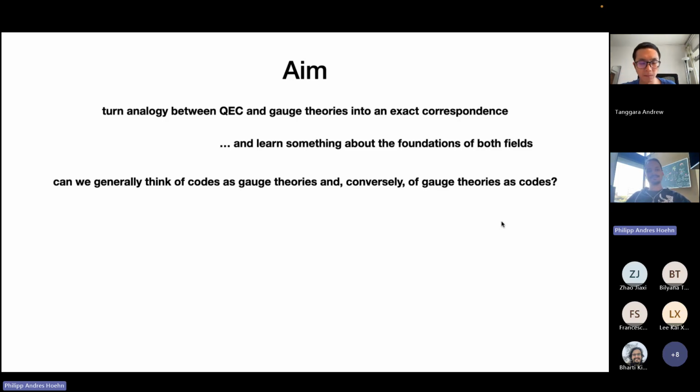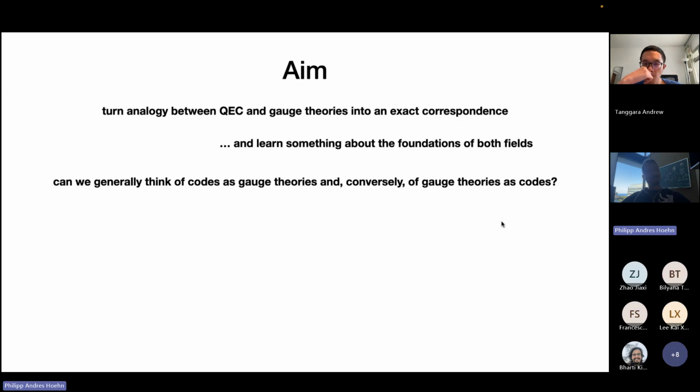And so we want to turn this analogy into an exact dictionary. And one can ask, what might we learn from this? For the moment, these are really foundational motivations, where we want to learn something about the foundations of maybe quantum error correction and gauge theories, so that we add new perspectives on either of these fields.